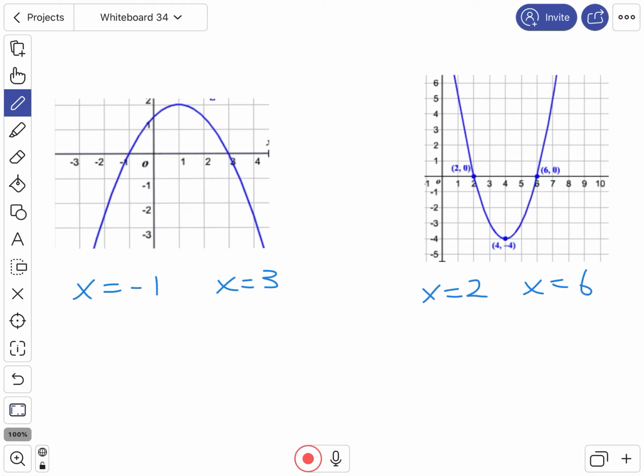So if I go back to the one on the left-hand side, what I can do here is say that's x plus 1 if I bring it across the equals, and x minus 3. And what I do with those two is I multiply those, and I'm going to end up with a quadratic. So on the one on the right, same thing. I'll have x minus 2, and then I'll have x minus 6.